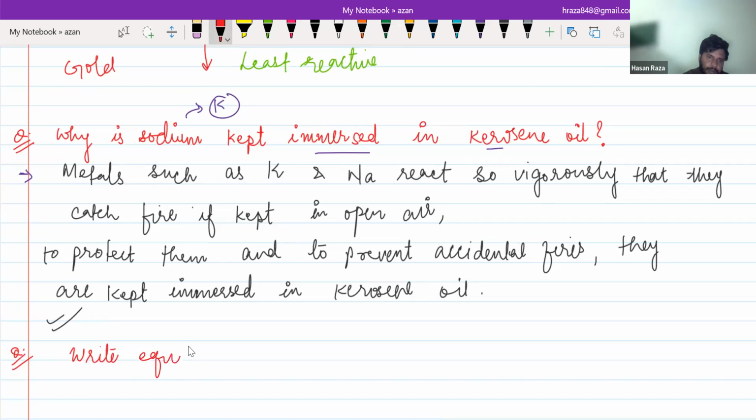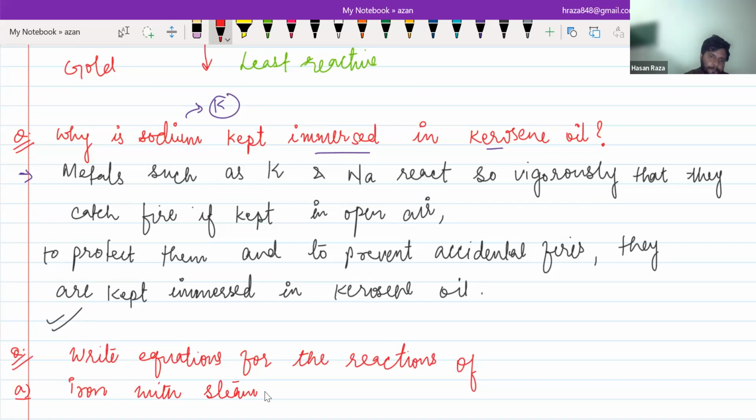Write equations for the reactions of A, iron with steam, and B, calcium and potassium with water.